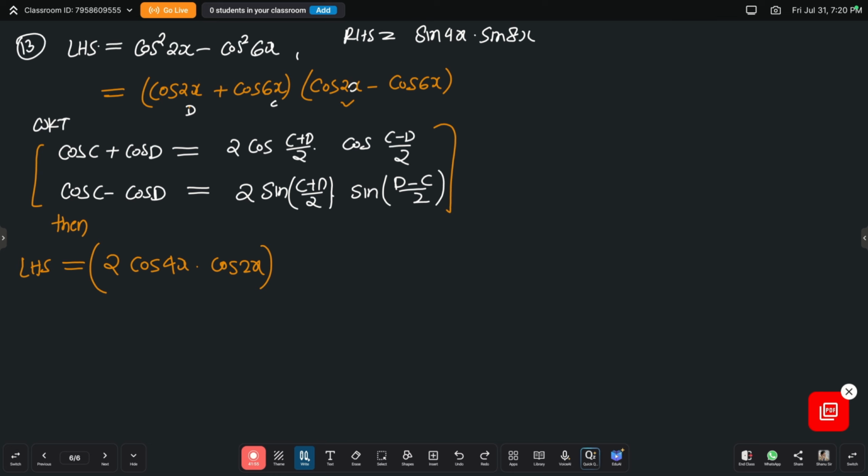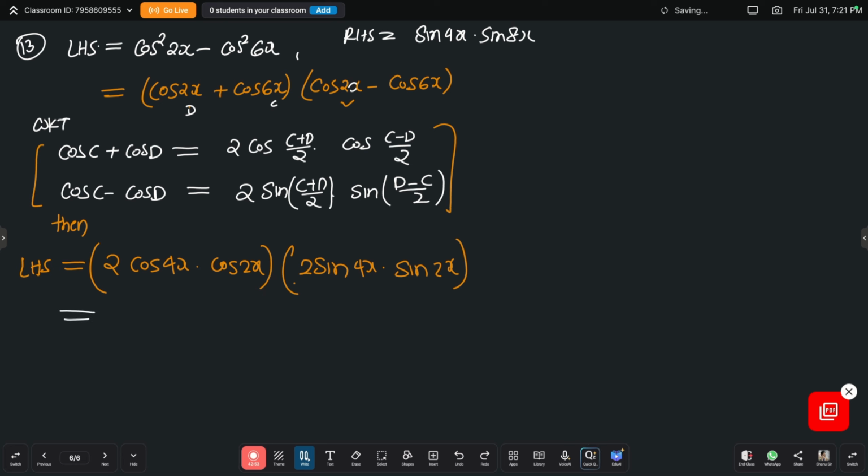Now come to this. Cos c minus cos d. 2 sin of (c plus d), so 2x plus 6x, 8x. 8x upon 2 is 4x. And then sin of (d minus c), because I do not use the minus sign. D minus c, d is 6x and c is 2x. 6 minus 2, 4. 4 upon 2, 2x.